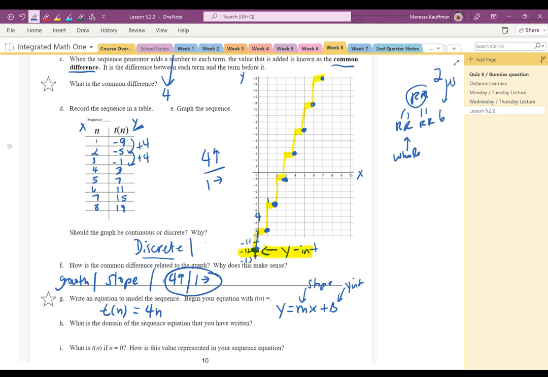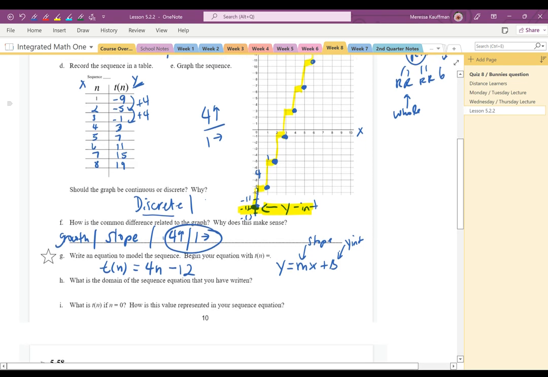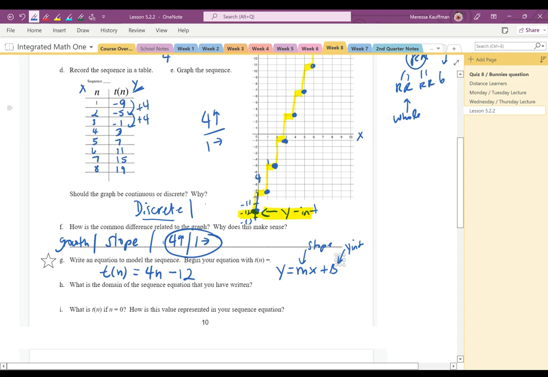So I'm going to put that over here, minus 12, on my equation for this sequence. You see how you need all this information? Nothing is ever unused. We use it all in math. Okay, so again, this right here is my slope. This right here is my y-intercept. Hopefully that makes sense to you.